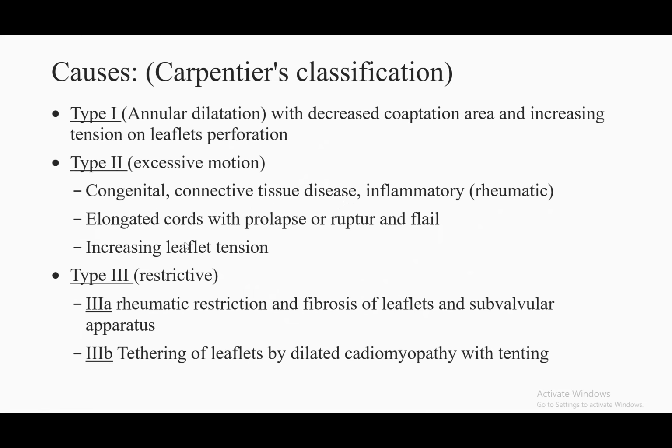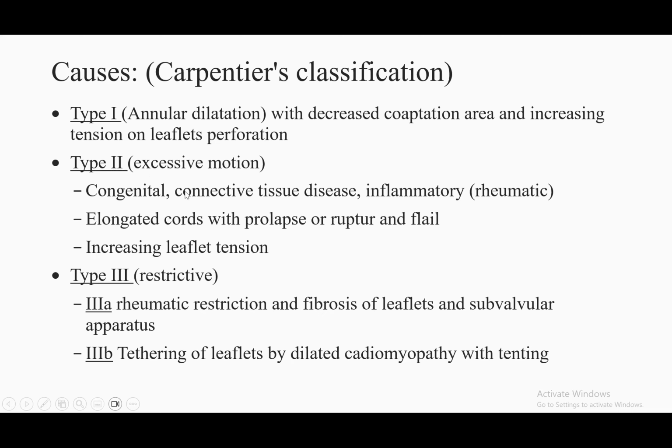Now we'll talk about mitral regurge. According to Carpentier's classification, there are three types of mitral regurge. Type 1 is normal leaflet motion, so it is caused by an annular dilatation or leaflet perforation. So the coaptation area decreases, with increased tension on the leaflet or leaflet perforation. So the two causes, annular dilatation and leaflet perforation, may cause type 1 mitral regurge.